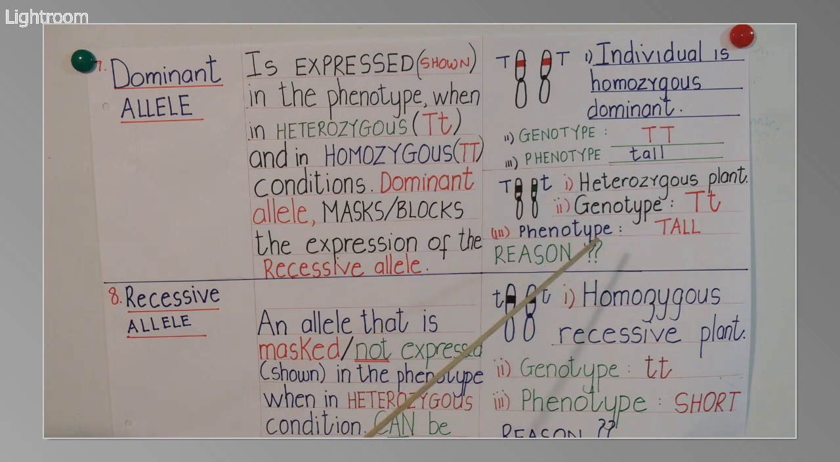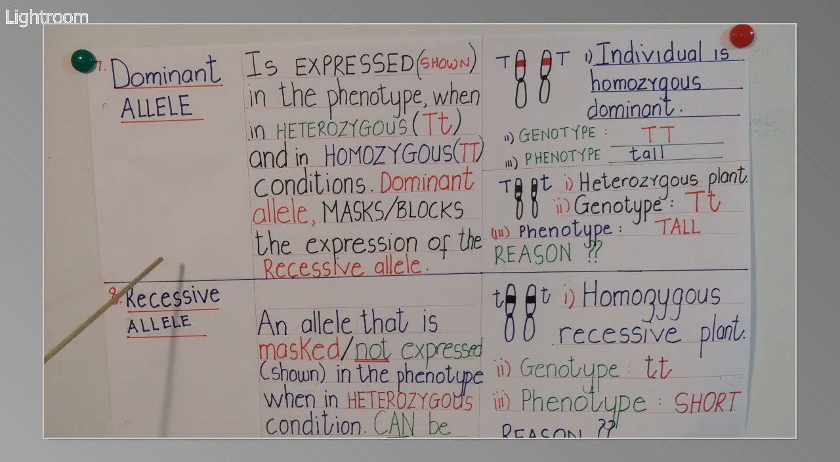And how do we write them? We write the capital letter after the dominant allele, so T for tall, and the recessive allele is represented by a small letter t, and even though it codes for a short plant, we don't write S, we write the small letter t because it is recessive to the allele which codes for tallness.